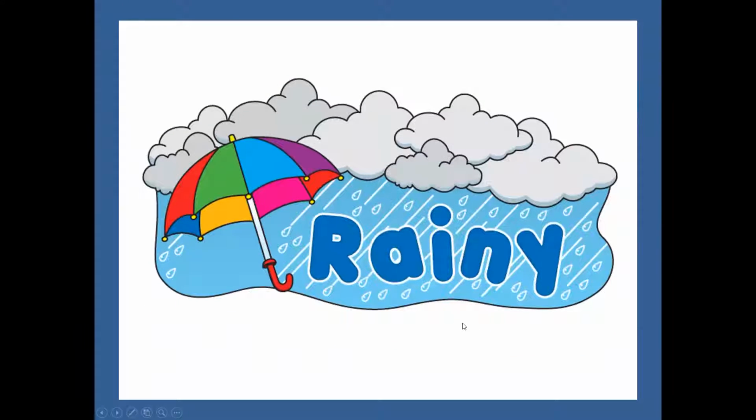Repeat rainy. Rainy. That is when water is coming out of the sky, right? Water is coming down to the ground. It is very rainy in April. The month of April has a lot of rain.